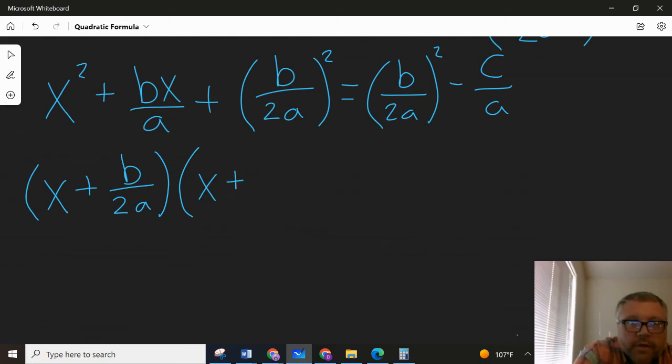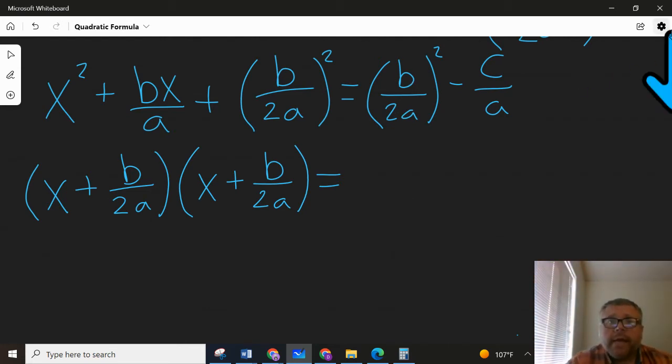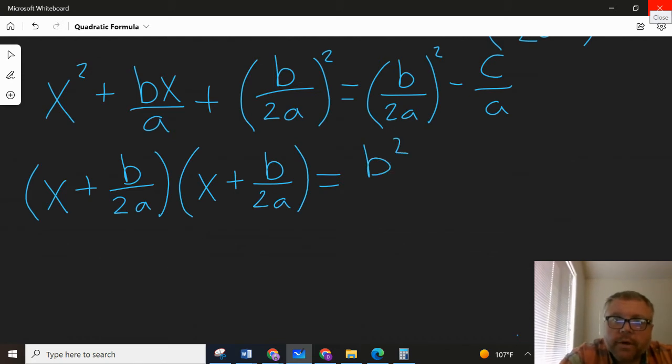So it's the quantity x plus b over 2a, squared, equals, and you'll see here I have a quotient to a power property where the b is being squared, and the 2 and the a are also being squared. So let's go ahead and do that. B squared minus, and then 2 squared is 4, and then a squared is just that.